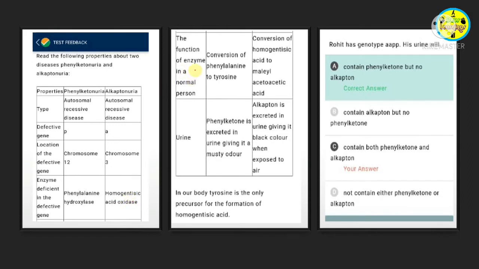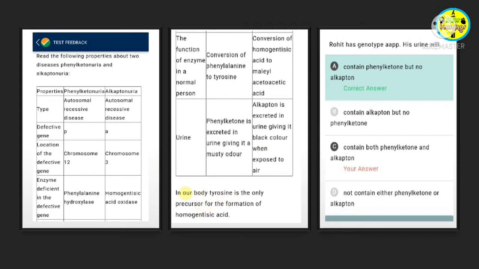Now the function of these enzymes: phenylalanine hydroxylase converts phenylalanine to tyrosine. Homogentisic acid oxidase converts homogentisic acid to maleylacetoacetic acid. If the person is suffering from Phenylketonuria, in the urine you will find phenylketone, which causes a musty odor in the urine. If the person is suffering from Alkaptonuria, the urine will have alkaptone, which gives a black color when exposed to air.